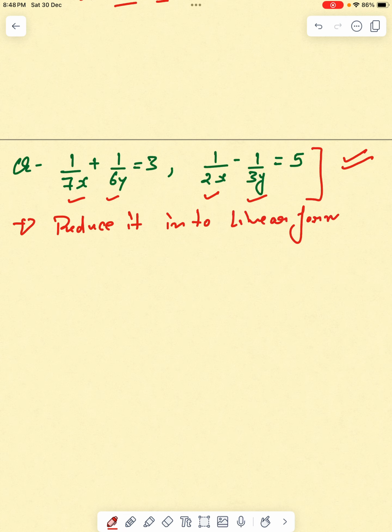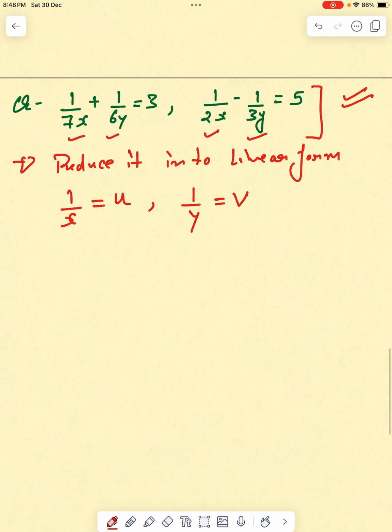Okay, so how? By this method you just assume 1 upon x, or you can say we put the value of 1 upon x equals u and 1 upon y equals v. So just do it and find the new equation.